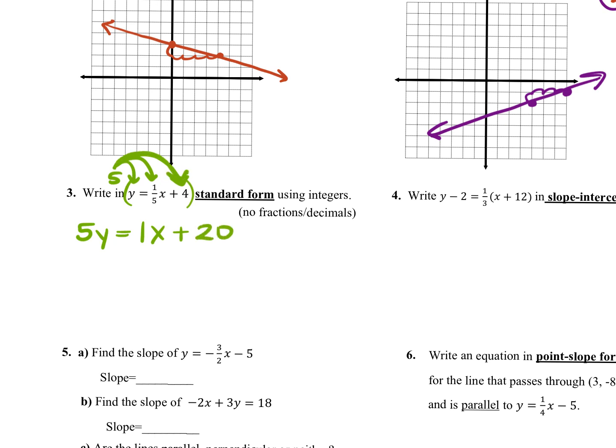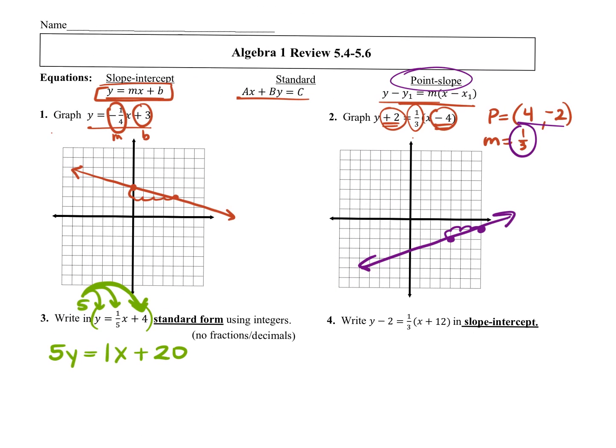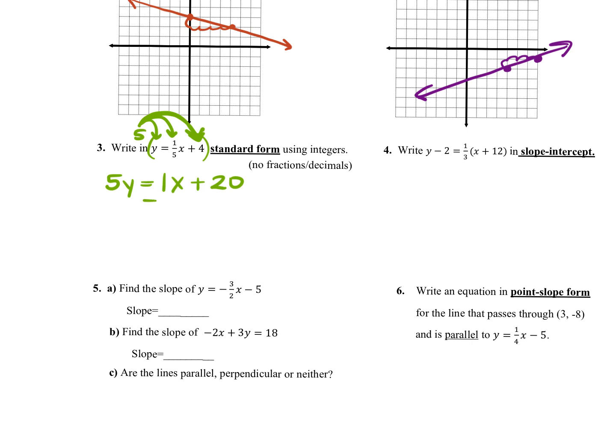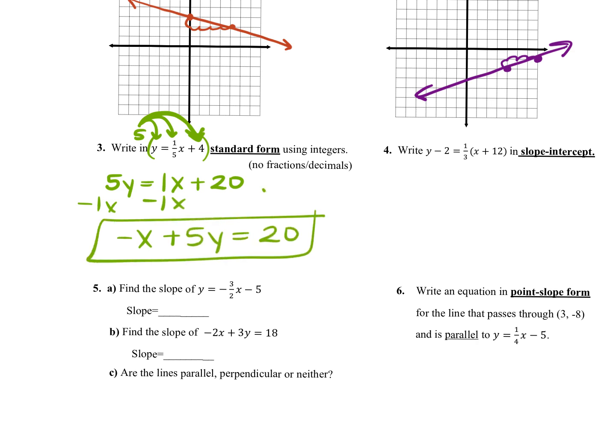Okay, is this standard form? No, standard form, and again, look up here. It's given. Your x and your y should be together, and your constant should be by itself, okay? So in this setup, if I subtract 1x from both sides, I would get a -x plus 5y equals 20. Now, if you went the other way with it, you would have gotten x minus 5y equals -20, which is fine also. They're the same equation.